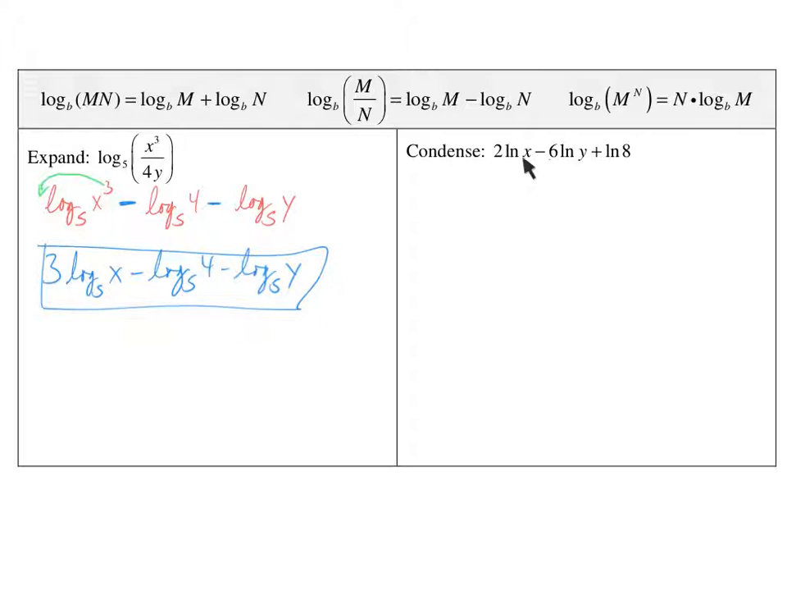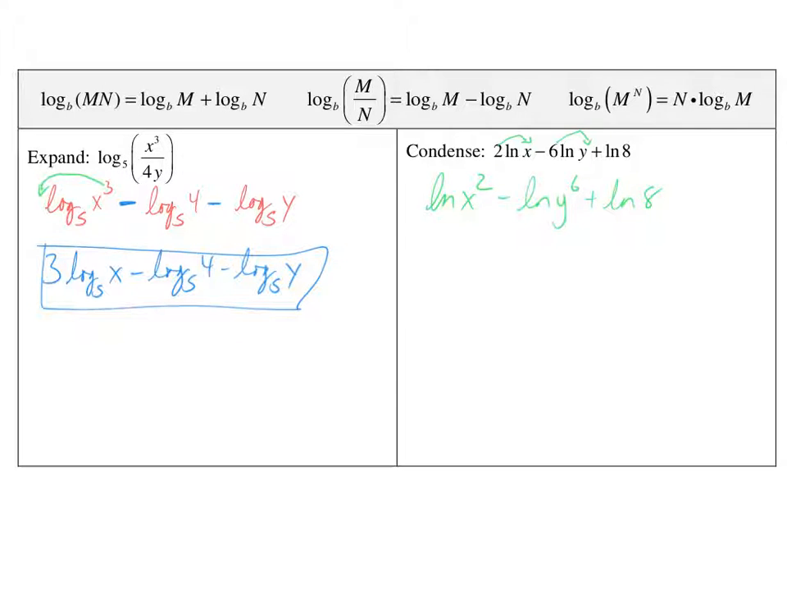So for this one, we are going to condense it. First thing I want to do is take anything with a number in front and bring it up as a power. So I'm going to take this 2, bring it up as a power, this 6, bring it up as a power. So I have ln x squared minus ln y to the 6 plus ln 8. Again, the first step is to take any coefficients and bring them up as powers.